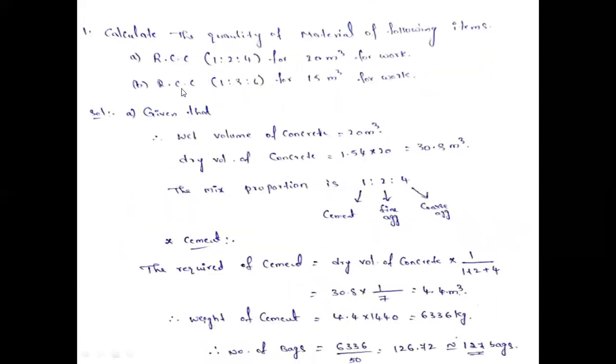So we found RCC for 20 cubic meters and RCC for 15 cubic meters. Then in any problem on RCC mix ratios, note which ratio is given and which one is to be found out. So here 1:2:4, then find the cement, fine aggregate, and coarse aggregate requirements.